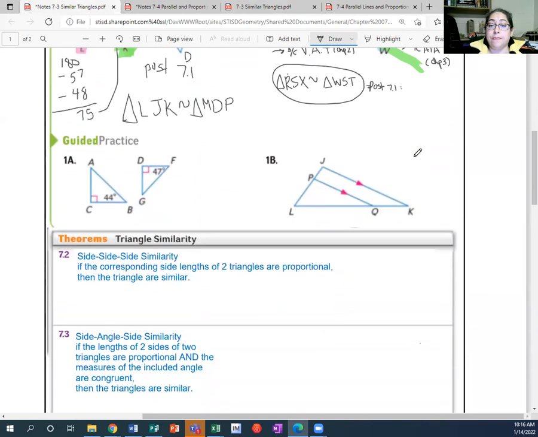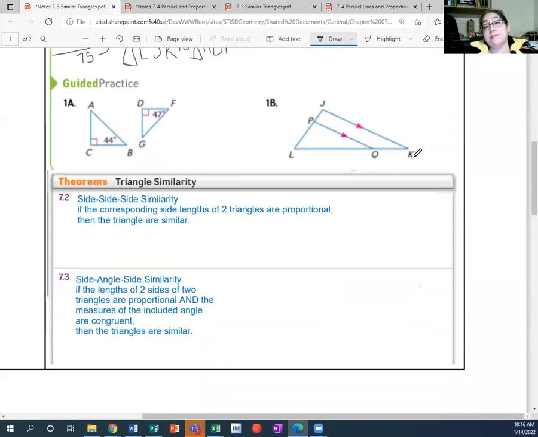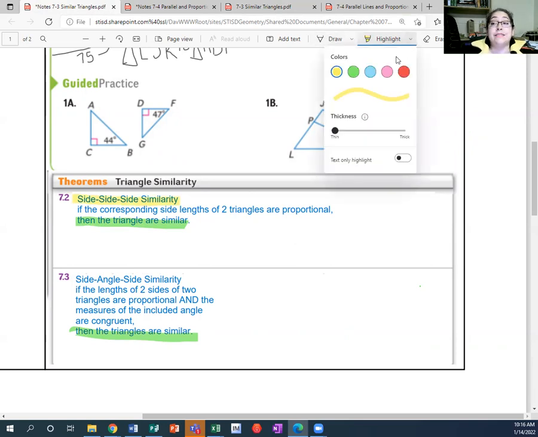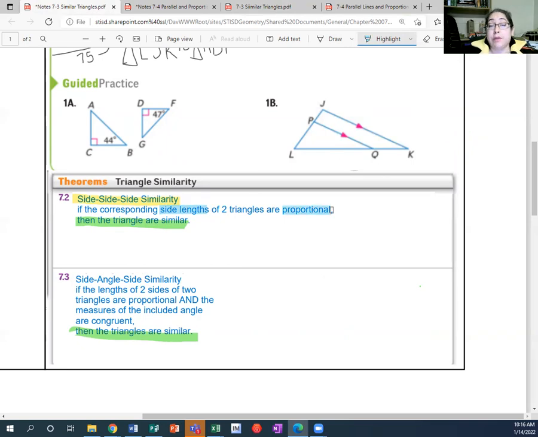All right. We've got some theorems that can also help us out in determining if triangles are similar. And I know they're going to help me determine if triangles are similar because their conclusions all read, then the triangles are similar. The first one seems really familiar, side, side, side similarity. The side, side, side similarity requires me to find out if the side lengths of triangles are proportional. So I'm looking for side lengths being proportional.